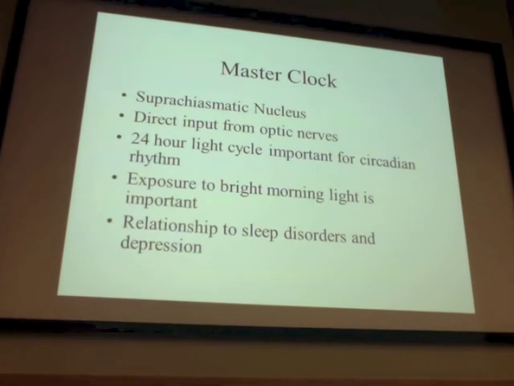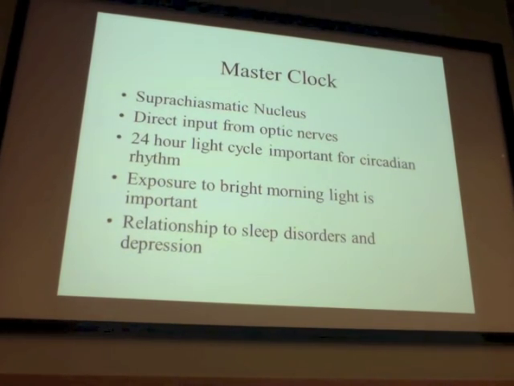We also know that there is a master clock. So most of us have a cycle where we get in a habit of going to sleep at a certain time and waking up at a certain time, which is actually a very good thing. If you get into a habit and you stay with that habit, it really makes you sleep a lot better.